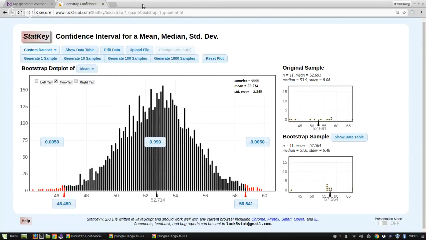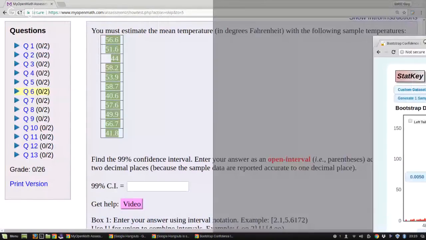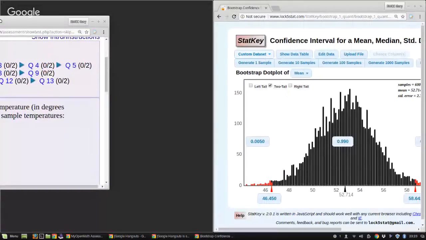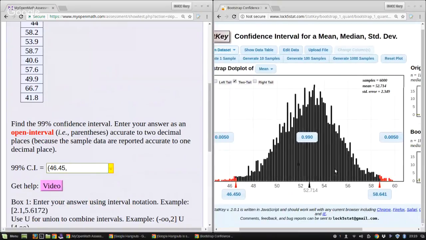So we next need to split the screen, pop that into the system here. I want to enter that as an interval. So a confidence interval is often entered with parentheses. Lower number, rounded to 2 decimal places. The original data had 1 decimal place. Usually we do an extra decimal place when we do calculations based on data. And the other one is 58.64.